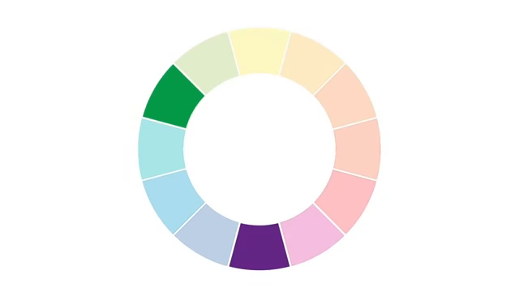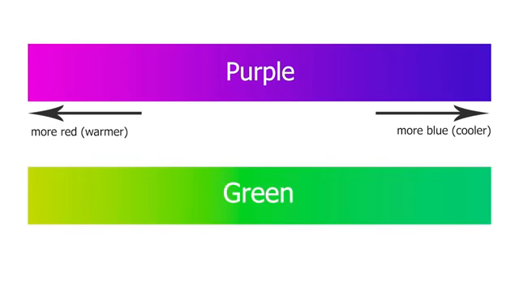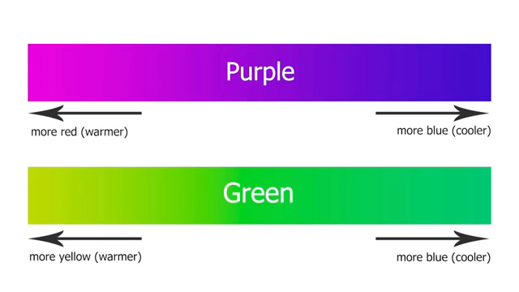Green and purple can be considered transition colors. If a purple has more red in it, then it may be considered a warm color. If it has more blue in it, it may be considered a cool color. Green is another transition color. If it has more blue in it, then it can be considered a cool color. But if it has more yellow in it, then it can be considered a warm color.